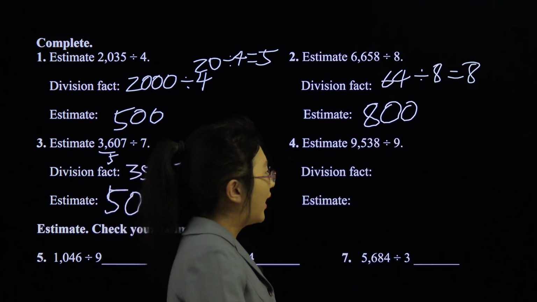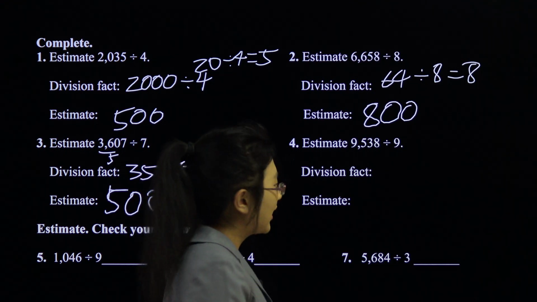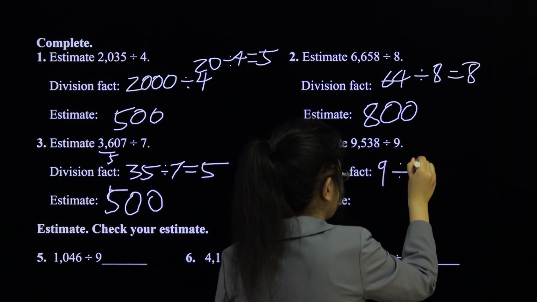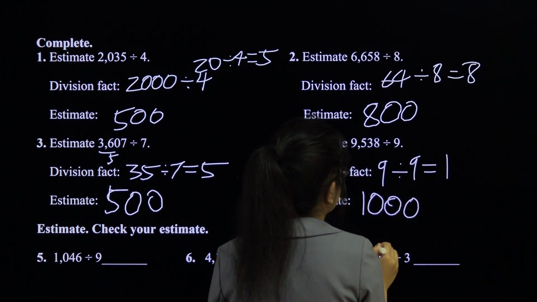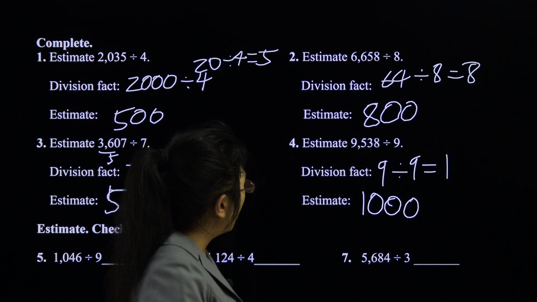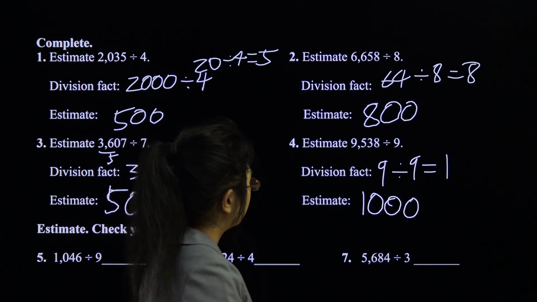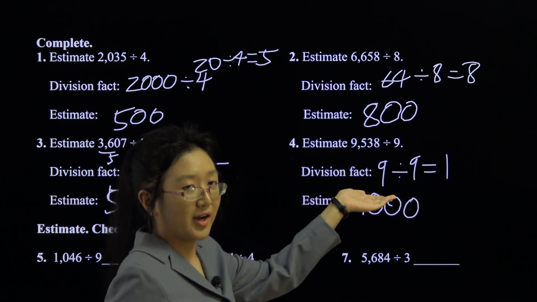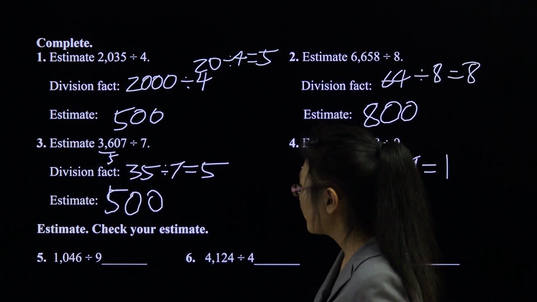Estimate 9,538 divided by 9. Well, 9,000 divided by 9 is, 9 divided by 9 is equal to 1, so the estimate would be around 1,000. It would be more close actually to 1,100 because, well, 5 is more than halfway to 9. But anyways, it's also close enough.